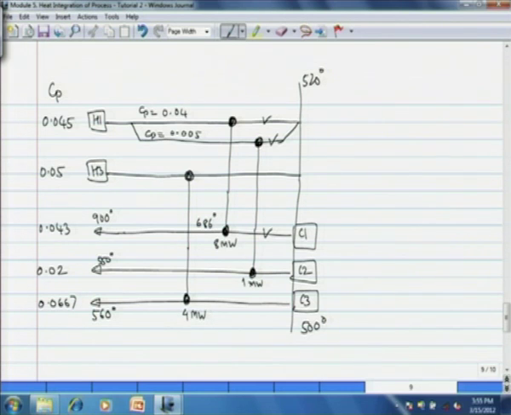Now, the only thing that is left out is the remaining heat duty of C1. C1 is emerging at a temperature of 686 degrees centigrade from the 8 megawatt exchanger. It has to go to 900 degrees centigrade. The heat that is required is exactly the same as the hot utility that is required, 9.2 megawatt. Okay.